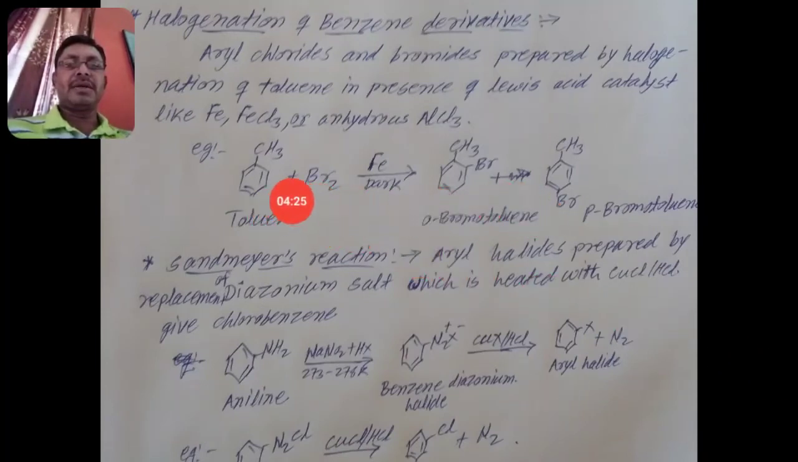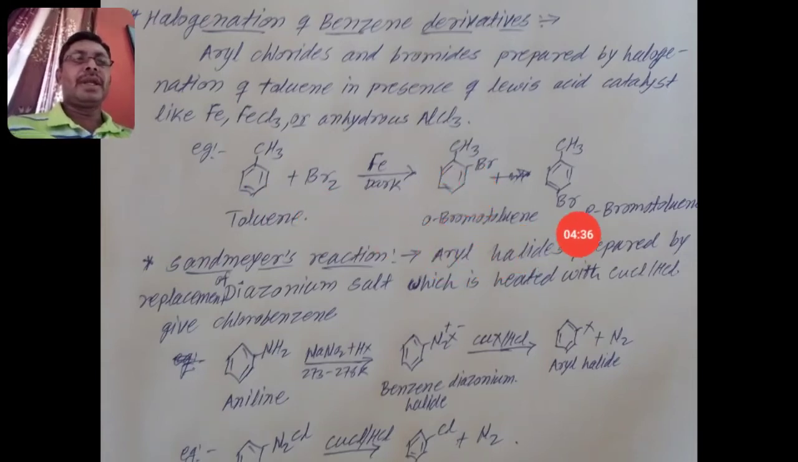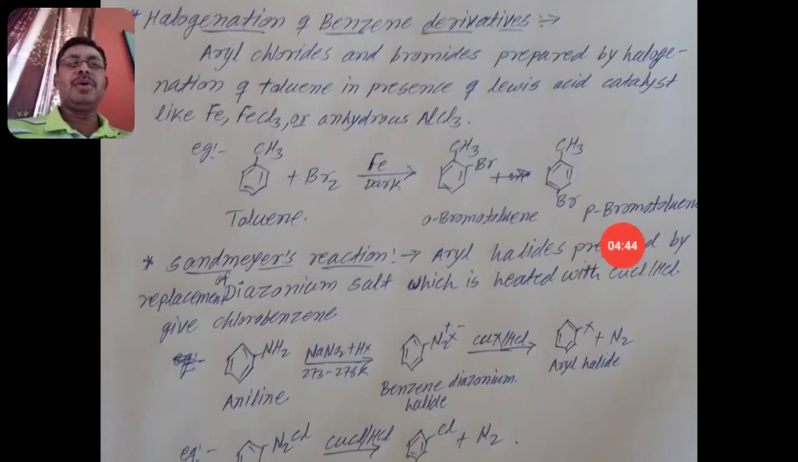In this reaction, by the replacement of the hydrogen atom of the benzene ring by bromine, we get ortho-bromotoluene, and similarly, when the para position hydrogen atom is replaced by bromine, we get para-bromotoluene. The next reaction is Sandmeyer's reaction.